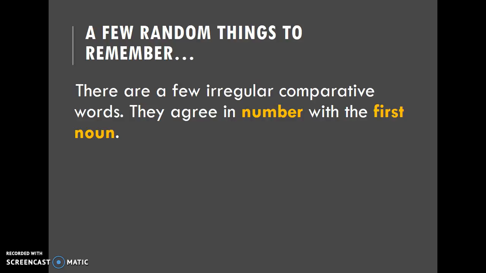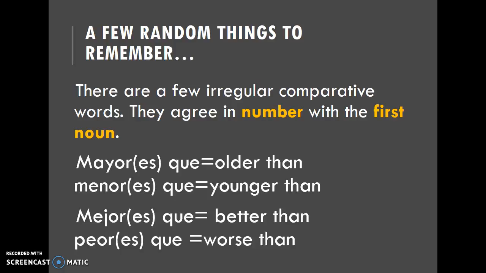Okay, with comparatives, there are a few random things for you to remember. It's not too terribly bad. So there are a few irregular comparative words. They agree in number with the first noun. All right, so the first thing that you're talking about. So we've got the words mayor, menor, mejor, and peor. All right, and then we follow all of those words with que.